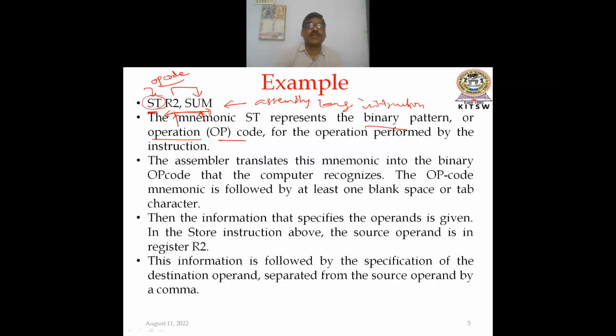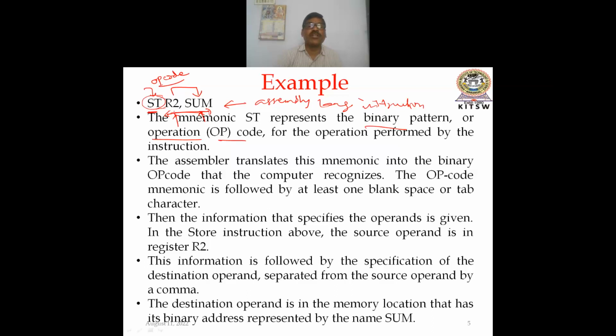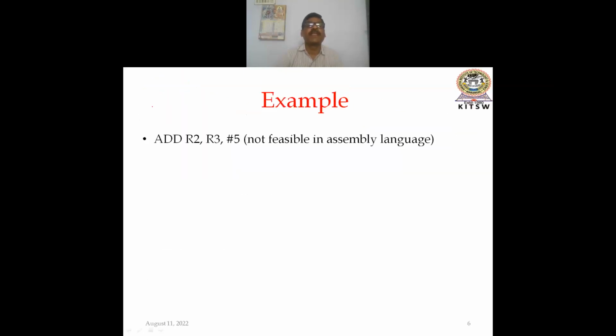The operands are separated with a comma generally, and the destination operand is in the memory location. We are using sum as the destination operand, and the source operand is R2. Processor register R2 is used here as a source operand. So this is the source operand R2, this is the memory word sum, the destination operand, and this is the opcode. Fine, so this is what one instruction is.